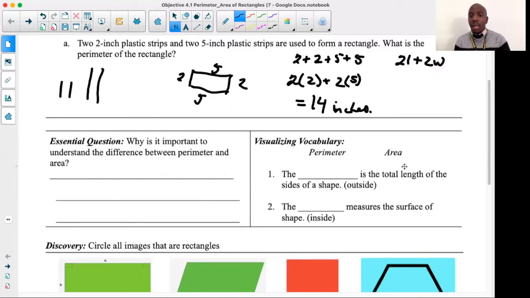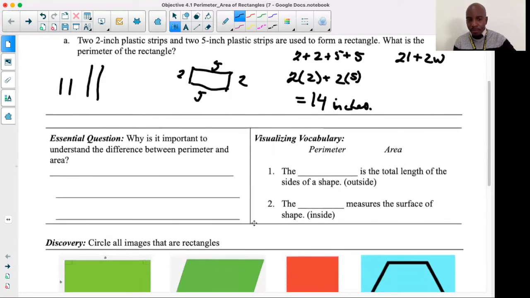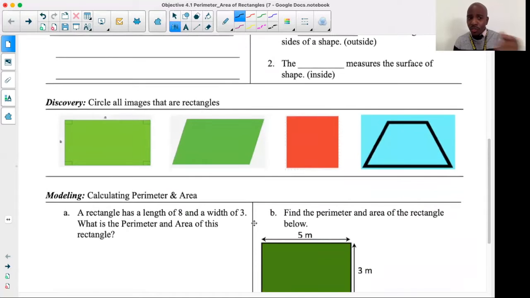There are formulas. I'm going to show you them. We talked about the perimeter formula a while ago. I'm going to show you the area formula as well in a second. First of all, let's look at the discovery. And once again, you can pause the video if you like. I'm not going to. I'm going to go straight through it. I want you to circle all the images that you know to be rectangles.